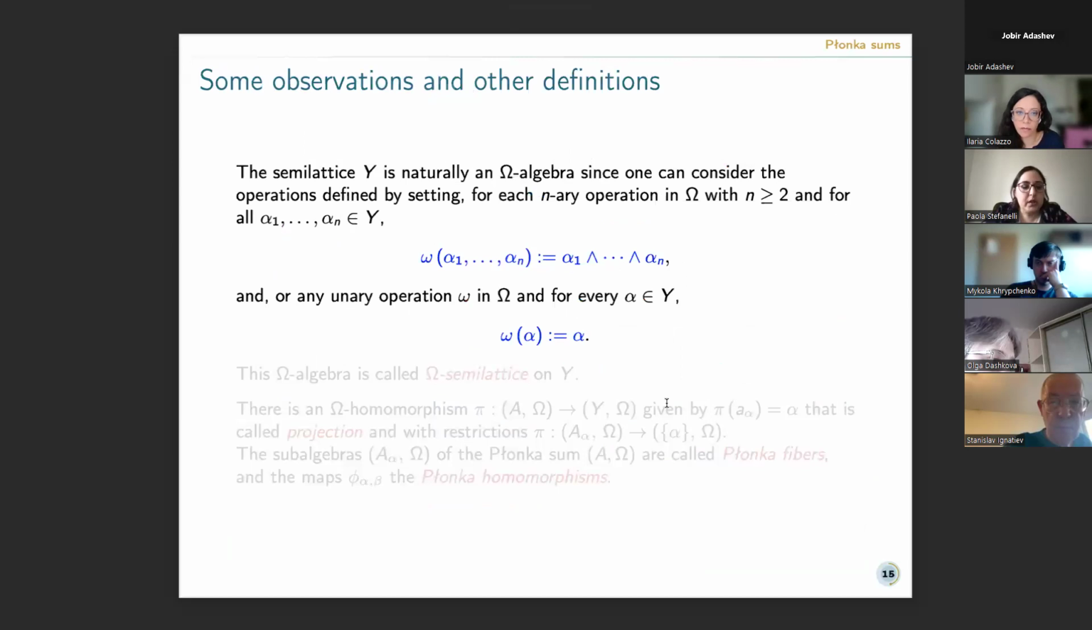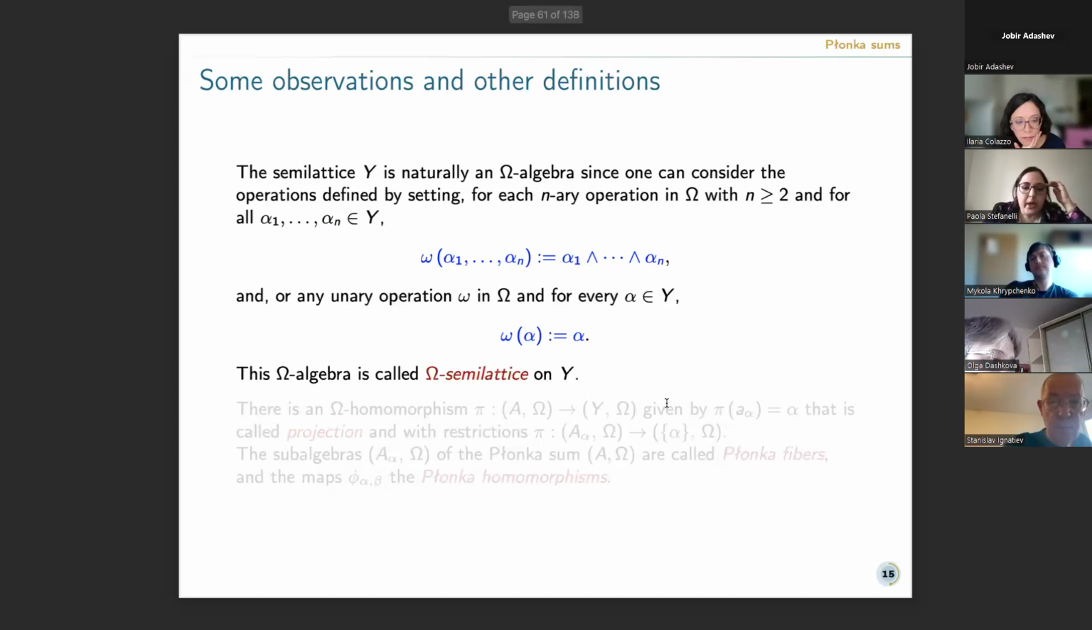Some observations. The semilattice Y is endowed in a natural way with an omega algebra structure. Indeed, we can define this n-ary operation, omega alpha 1 ... alpha n, simply by setting this equal to the minimum between alpha 1, alpha 2, ..., alpha n, when n is greater than or equal to 2. And if we have a unary operation, we can define omega alpha equal to alpha.